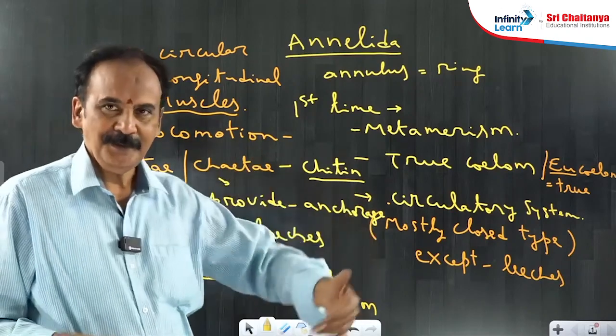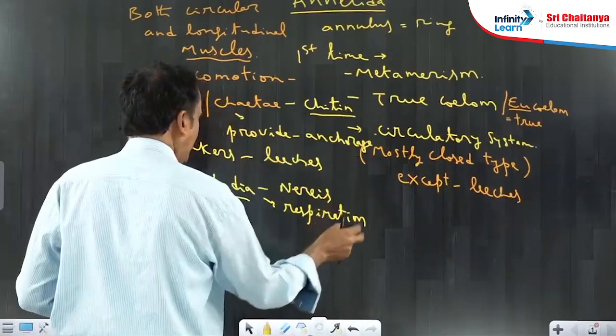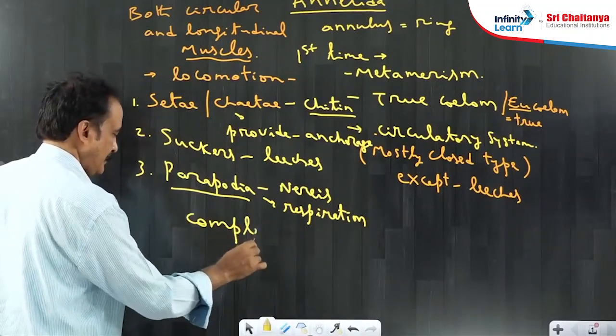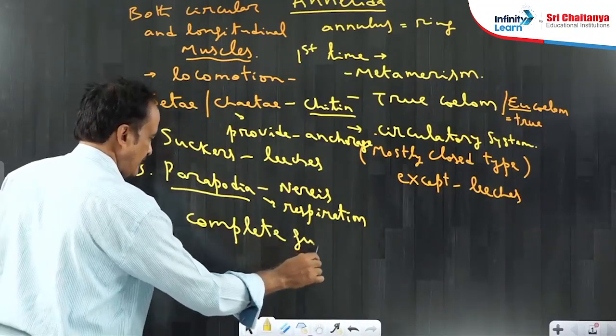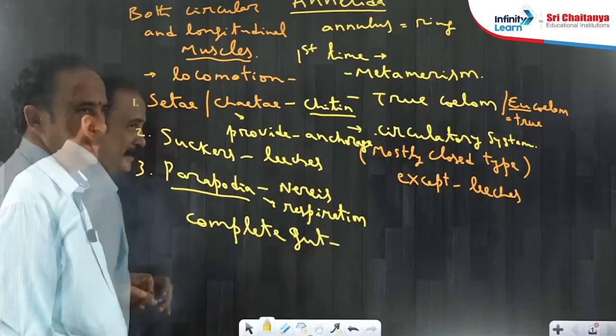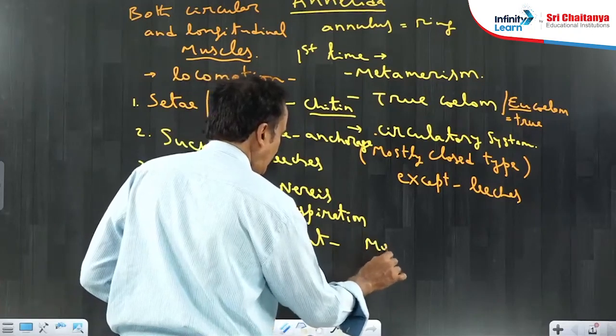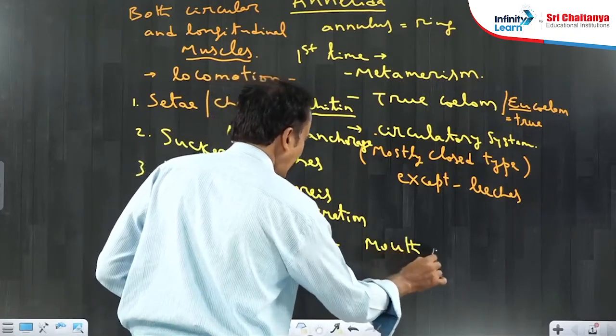Then digestion is said to be complete. What do you understand by complete gut? Complete gut means the animal has both mouth as well as anus.